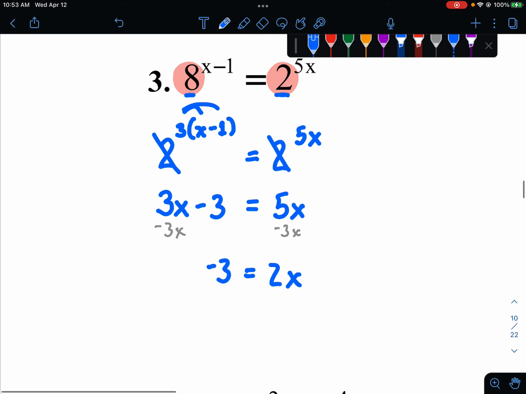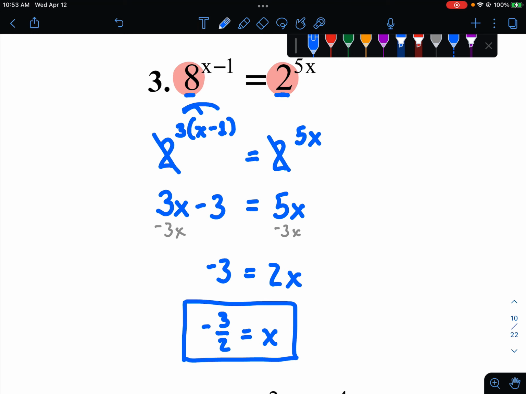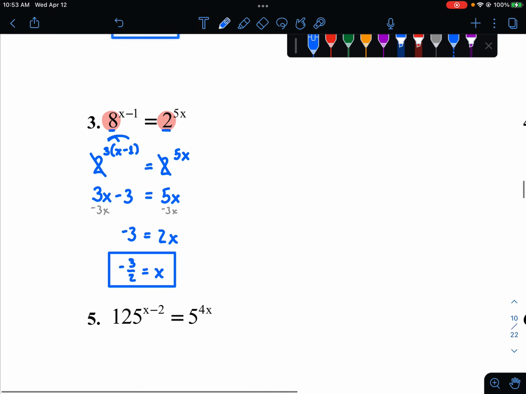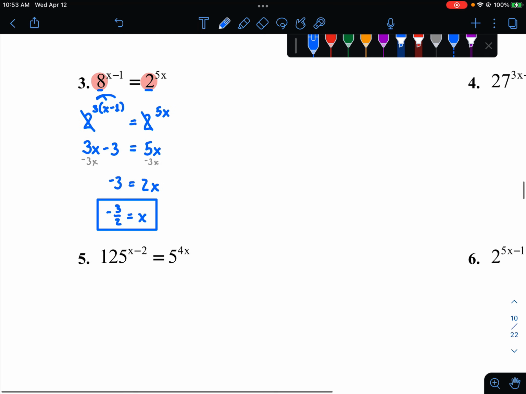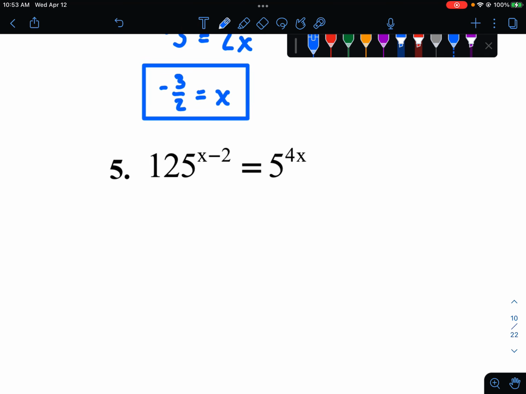And at any point, if you want to stop and slow down the video, that's fine. I'm going to divide by 2. You could write this as a decimal, but as a fraction is just fine. So a lot of times on tests and quizzes, especially on our final exam, you'll see these as fraction answers. That's just so you can't kind of guess and check. You've actually got to do the technique.